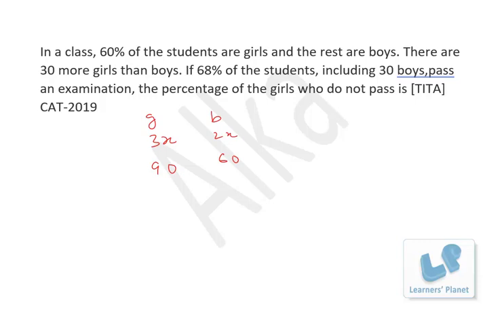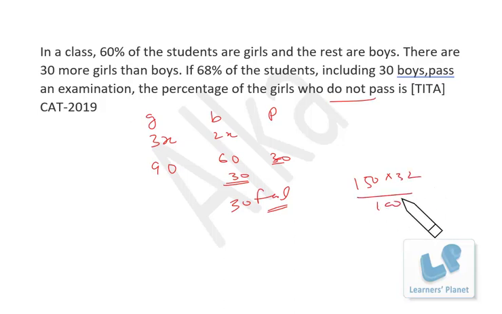Now the next part is, if 68% of the students, including 30 boys, pass an examination. So out of 60 boys, 30 boys have passed. And now we have to find out the percentage of girls who do not pass. Now 68% of the students passed, 30 boys passed out of 60 boys, that means 30 fail. And in all, 32% of the students fail. So out of 150 students, 32% fail.